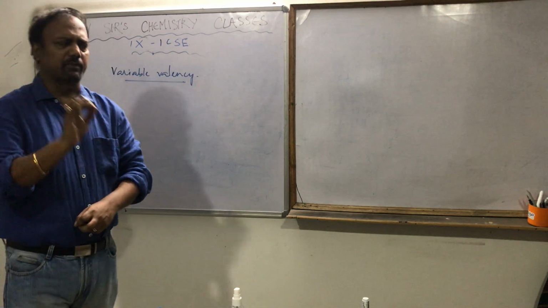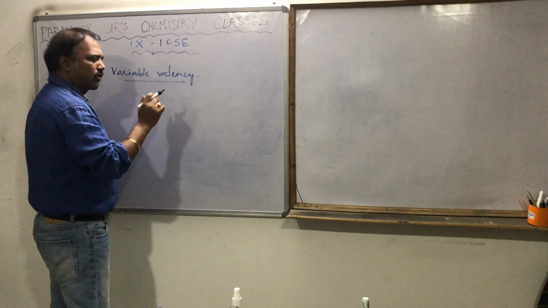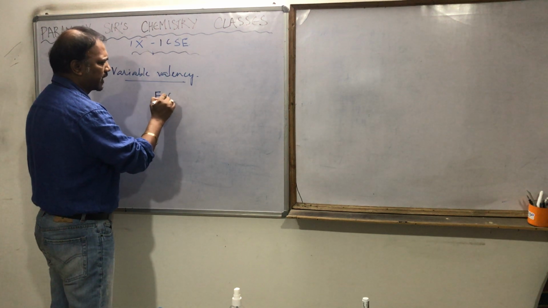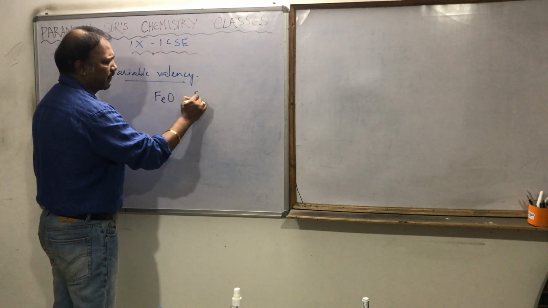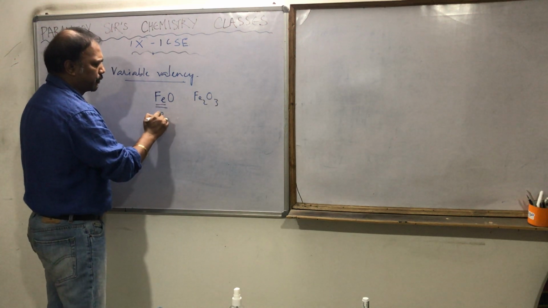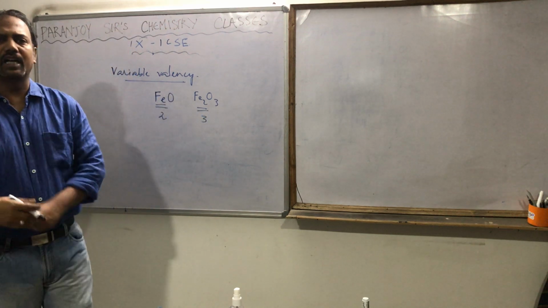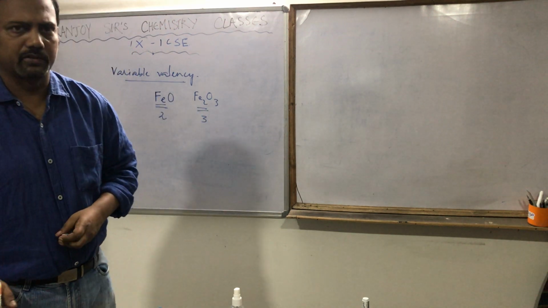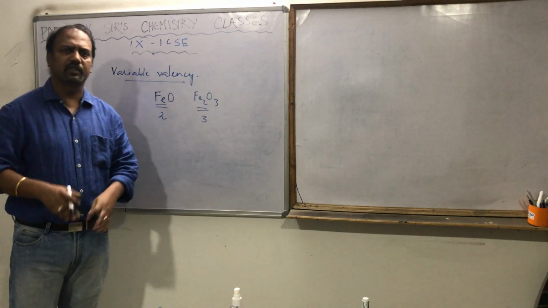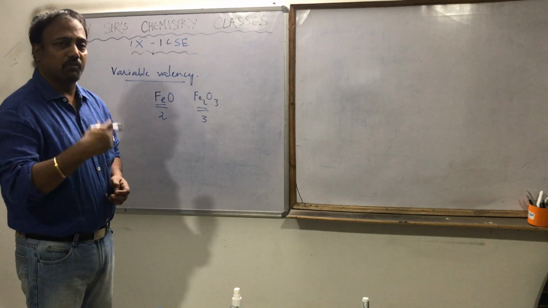For example, just let me give a simple example. Suppose iron. Iron and oxygen combine to form mainly two oxides. One is FeO and another one is Fe2O3. Here the valency of iron is 2 and here the valency of iron is 3. Now why are they showing the variable valencies? What is the reason for that? Just an example I have taken. Many of the compounds are like that, which show the variable valencies, and even it is more than 2 also.